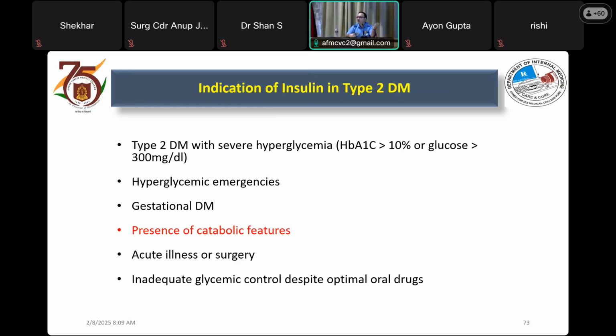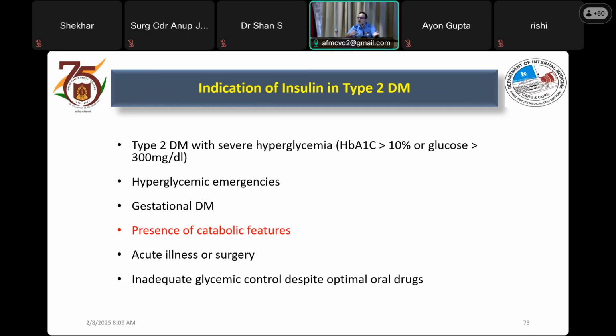Any patient who ends up with emergencies, a patient with gestational diabetes, a patient who has an acute illness or is undergoing surgery, please give insulin. And obviously, a patient who is progressing beyond oral anti-diabetic drugs would subsequently require insulin. But what I have highlighted here is that our patient was in a catabolic state. Whenever a patient is in a catabolic state with advanced hyperglycemia, insulin is the only mode of therapy.